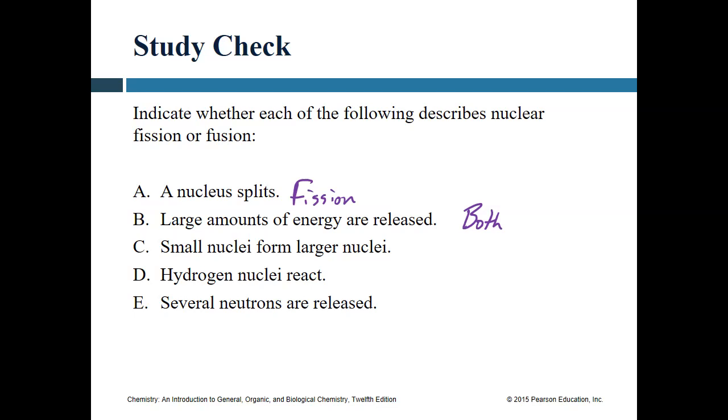Small nuclei form larger nuclei. That's a fusion thing. Hydrogen nuclei react. That's also a fusion thing. Several neutrons are released. That's a fission thing. Fusion does release neutrons, but it's usually like one. Keyword there is several.